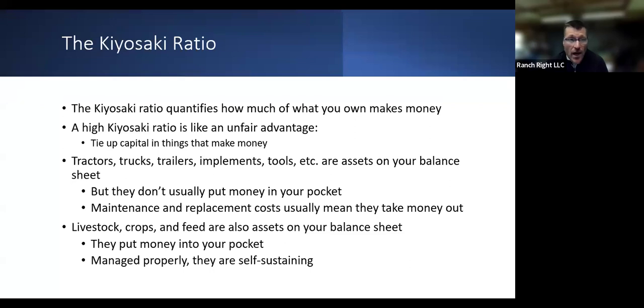Why? Because things that are assets to the bank and not assets to Robert Kiyosaki don't put money in our pocket. When we're talking about gross product, we are talking about either things that put money in your pocket or will do so in the future if you choose to sell them. Generating economic value is like a leading indicator for cash flow. Tractors, trucks, trailers, tractor implements, tools, all of these things that rust, rot, and depreciate don't put money in your pocket, and most of the time they cost you money to own.